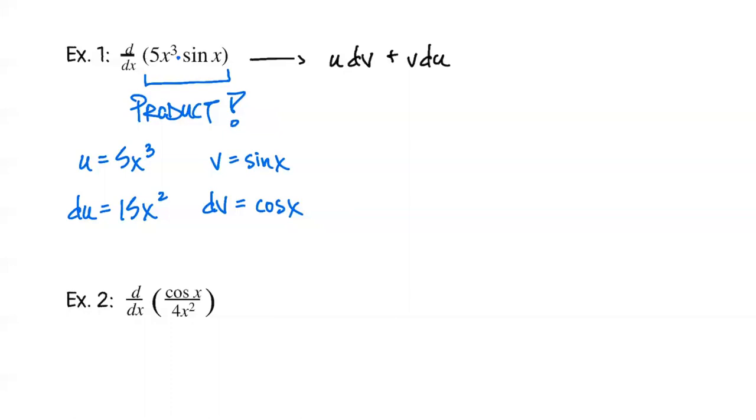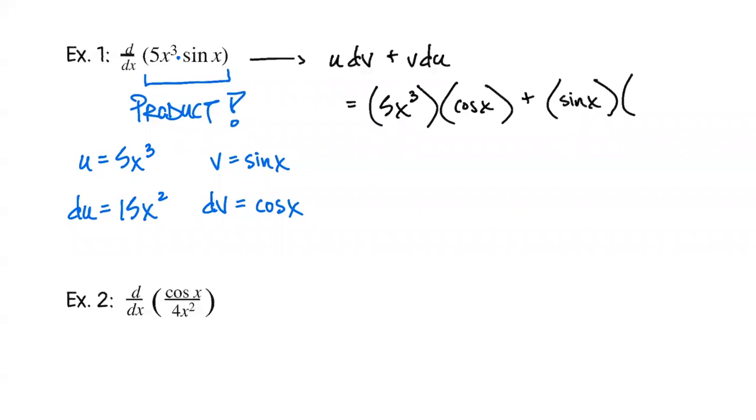But once we have our setup, we can go ahead and plug everything into our product rule, okay? And so we're gonna get u is our 5x cubed, dv is cosine x, plus sine x, and du is 15x squared.